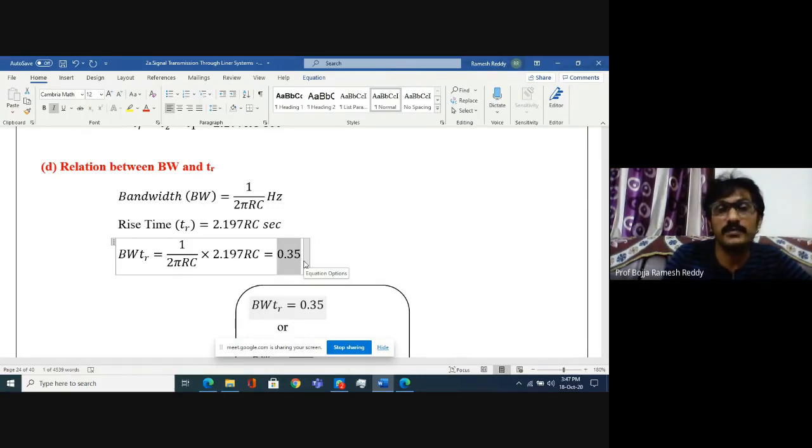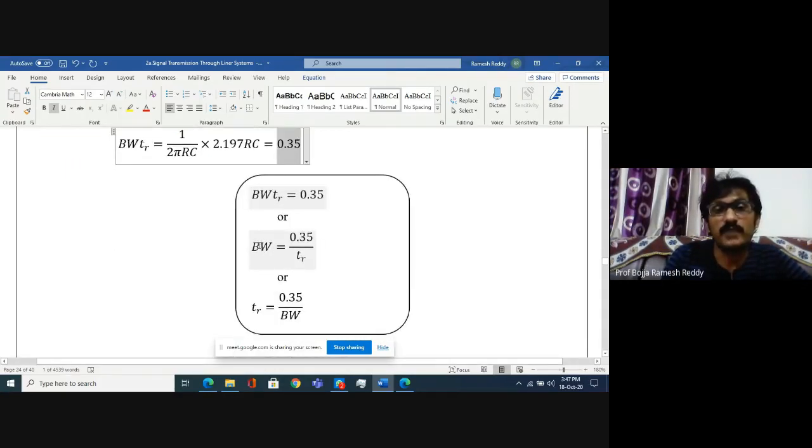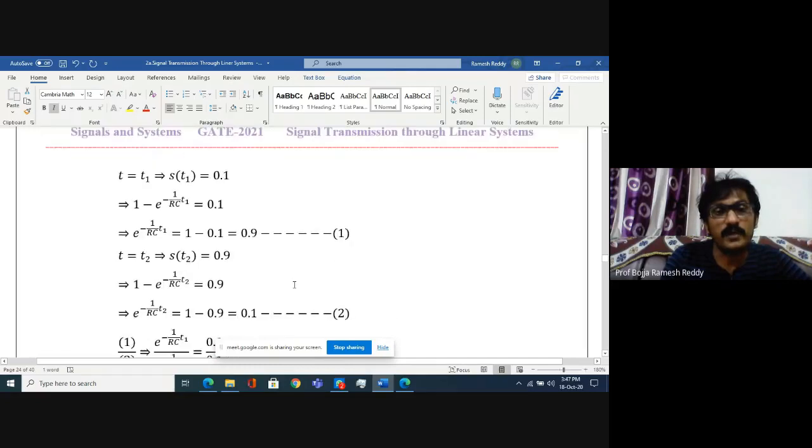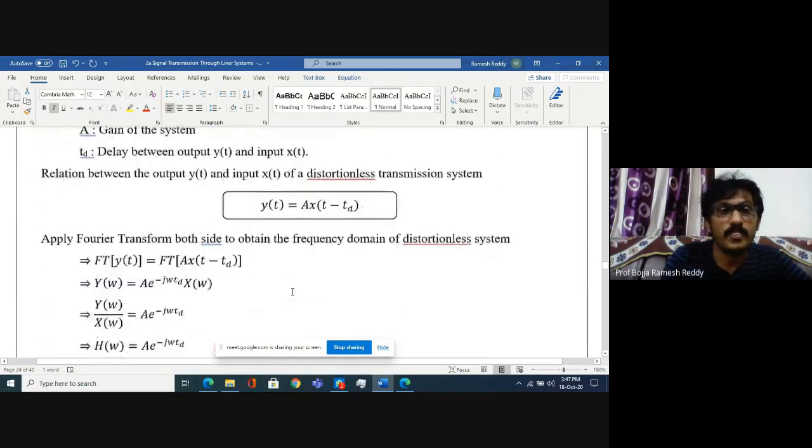In competitive examinations, we may get multiple choice questions asking what is the relation between bandwidth and rise time of an RC low pass filter. It is inversely proportional, and that may be represented like this: TR is equal to 0.35 by bandwidth. I have already explained the procedure completely: how to evaluate bandwidth and how to evaluate rise time.